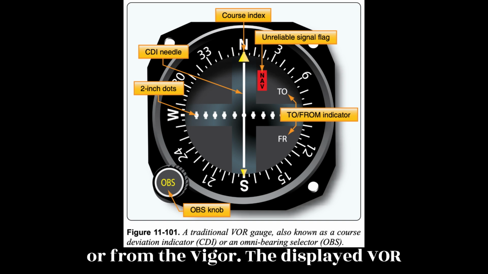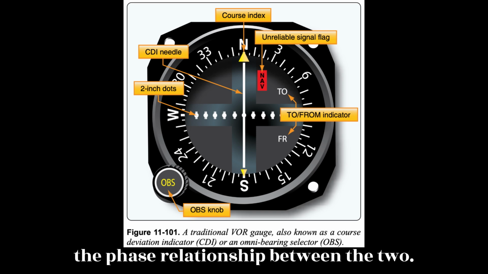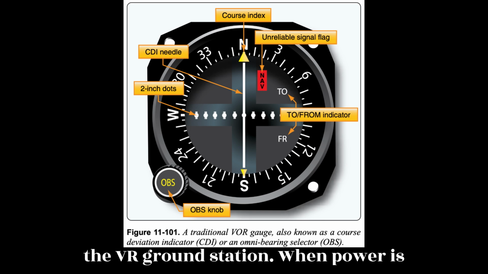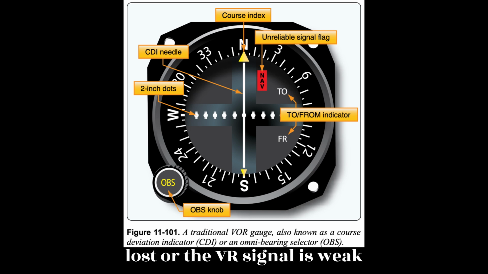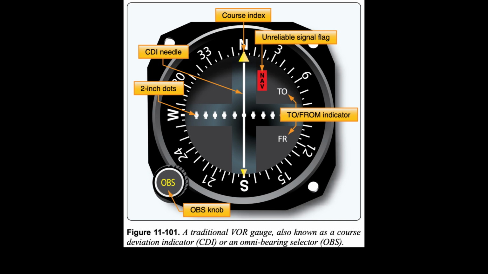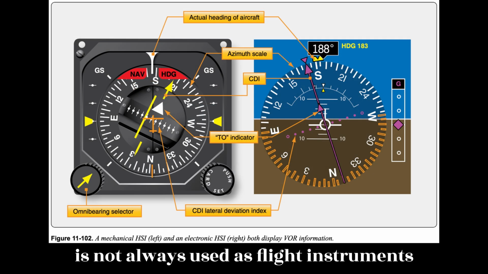The displayed VOR information is derived from deciphering the phase relationship between the 2 simultaneously transmitted signals from the VOR ground station. When power is lost or the VOR signal is weak or interrupted, a NAV warning flag comes into view. Figure 11.101. A separate gauge for the VOR information is not always used.